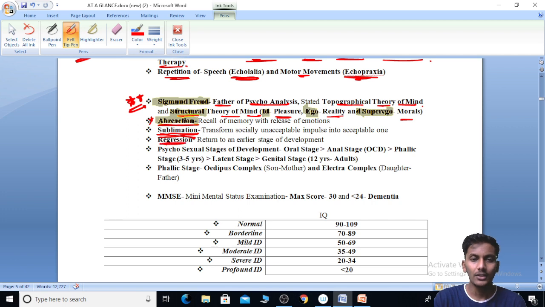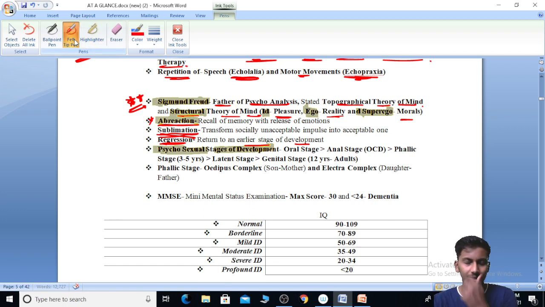Next is regression. Okay, what happens in regression? The person returns to an earlier stage of development. Okay, so the person went from adolescent to childhood. So this is what regression is, right? Now talking about some important psychosexual stages of development.